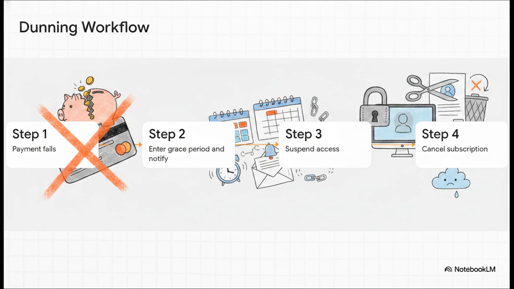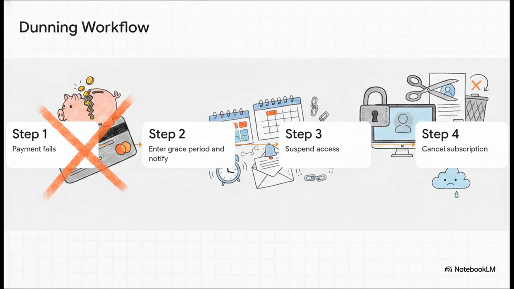Step 1, the payment fails. But you don't instantly lock them out, right? Step 2, you enter a grace period and notify the customer. Step 3, if it remains unresolved, then you suspend access. And finally, step 4, eventual cancellation. It's a delicate, automated workflow.